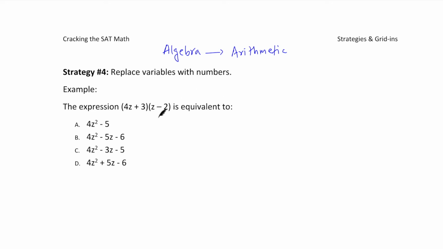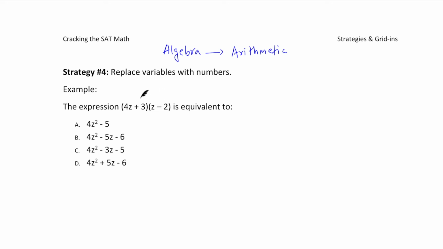Okay, the expression 4z plus 3 into z minus 2 is equivalent to. So if you don't like quadratic equations and you don't want to multiply this and get an expression, you can simply take a number and put it in this expression. And then put that number in these values as well in the option choices. The 2 values that match will be your answer. Let me explain. Let me do this for you.